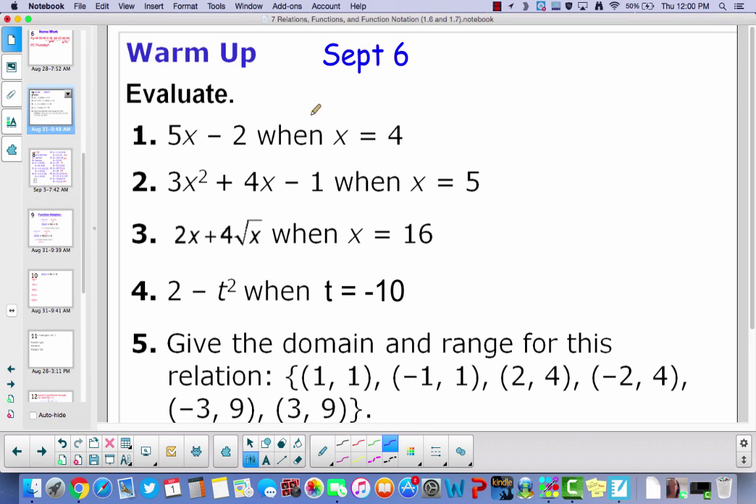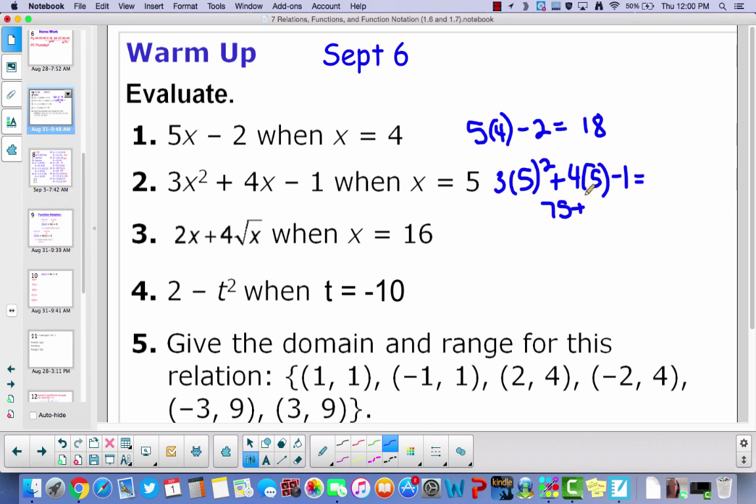Okay, so this one, when x is 4, we plug the 4 in for x. So we take 5 times 4 minus 2. 20 minus 2, 18. When x is 5, it's 3 times 5 squared plus 4 times 5 minus 1. 25 times 3 is 75. Make sure you're following your order of operations. You're squaring the 5, then multiplying by 3. 4 times 5 is 20, and minus 1. 75 plus 20 is 95, minus 1, 94.